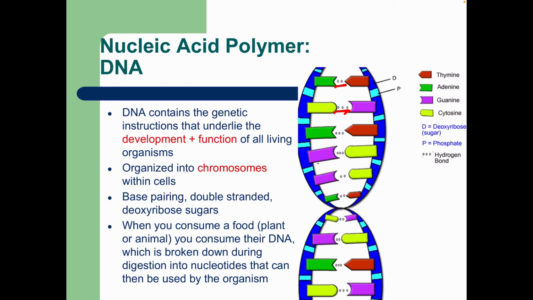So again, DNA. DNA contains the genetic instructions that underlie the development and function of all living organisms. It's organized into chromosomes, as we've talked about within cells. There is base pairing, and it is double-stranded and has deoxyribose sugars. When you consume food, such as a plant or animal, you consume their DNA, which is broken down during digestion into nucleotides that can then be used by the organism. So we essentially get back those nucleotides and use them in our own DNA structure.